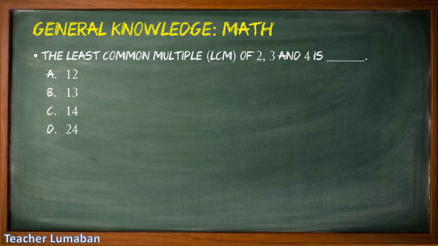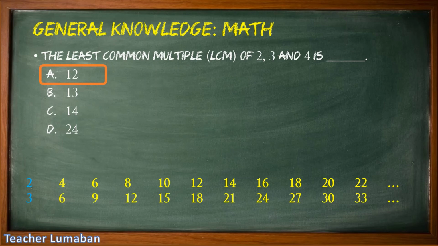The correct answer is letter A, 12. The least common multiple, LCM, of 2, 3, and 4 is 12. To get the least common multiple, first, write all the multiples of 2, 3, and 4. Then search for the least or the lowest shared multiple of 2, 3, and 4. The least common multiple of 2, 3, and 4 is 12. The sixth multiple of 2, the fourth multiple of 3, and the third multiple of 4 is 12.